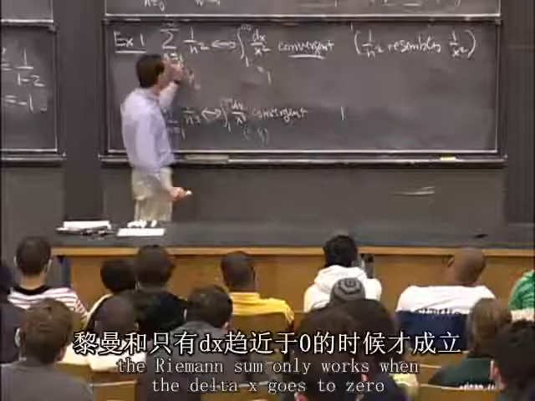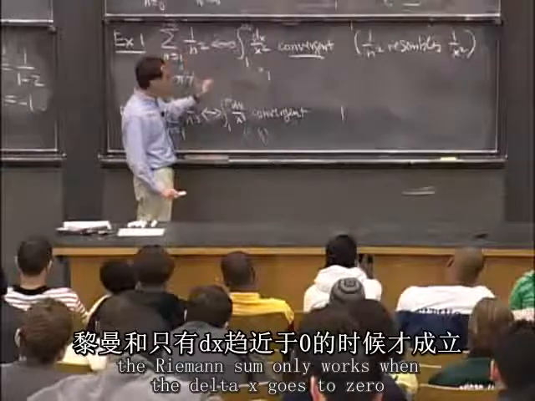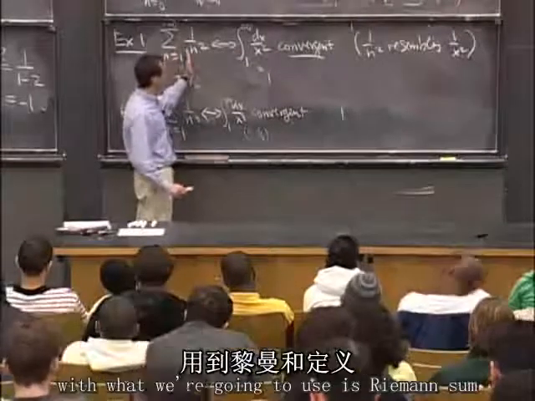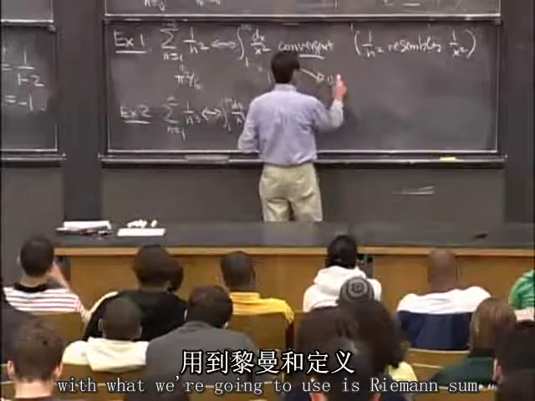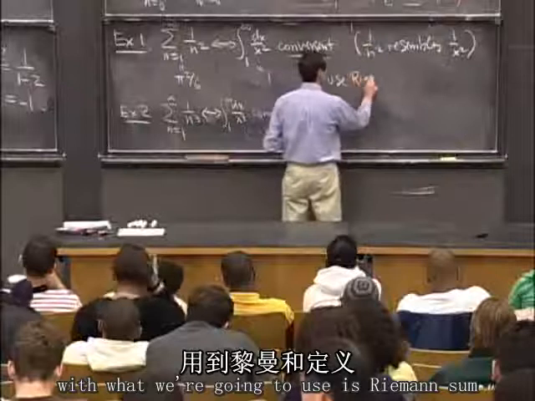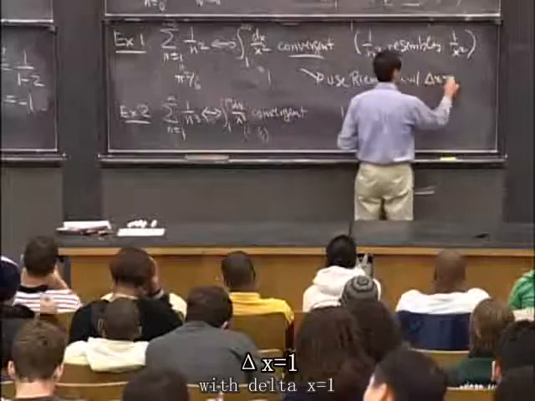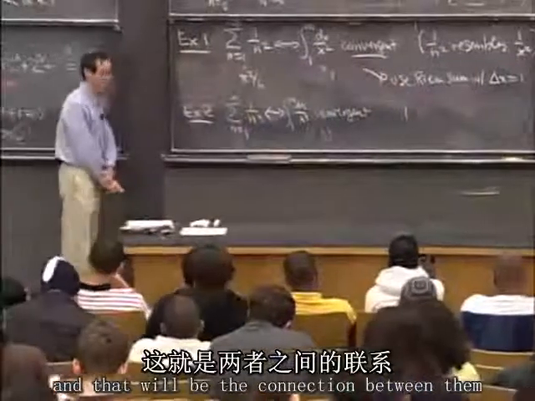The Riemann sum only works when the delta x goes to 0. The way that we're going to get a connection between these two, as we will in just a second, is with a Riemann sum with delta x equals 1. All right? And then that will be the connection between them. That's absolutely right.